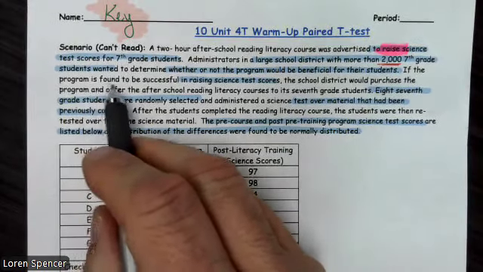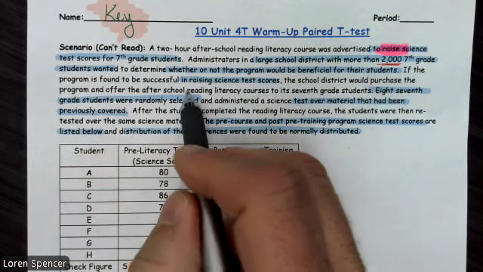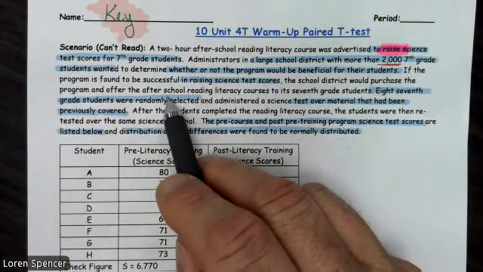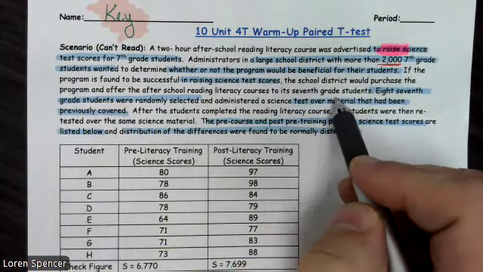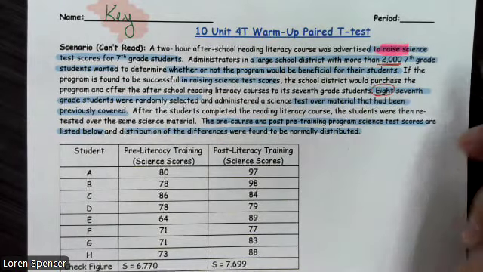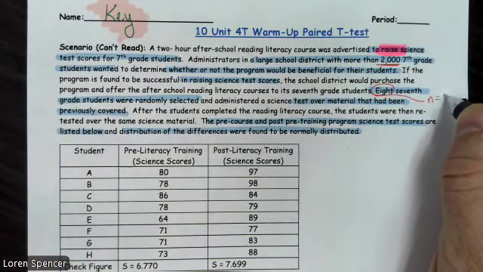If the program is found to be successful in raising science test scores, the school district would purchase the program and offer the after school reading literacy course to its seventh grade students. 8 seventh grade students were randomly selected. All right, so we have our sample size. N is 8.